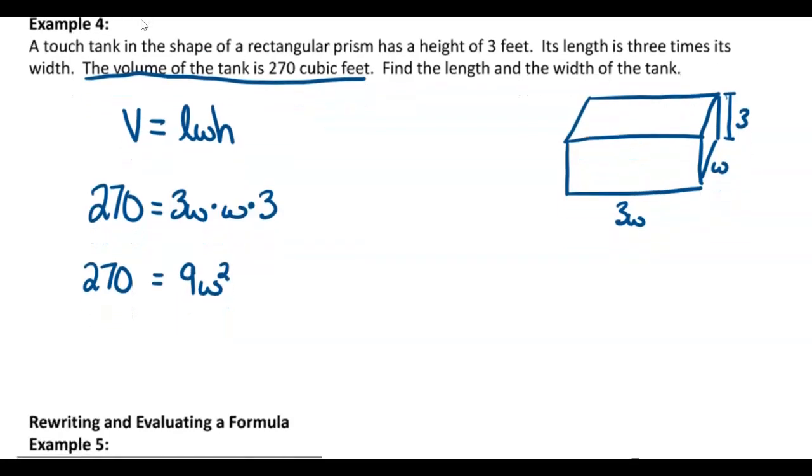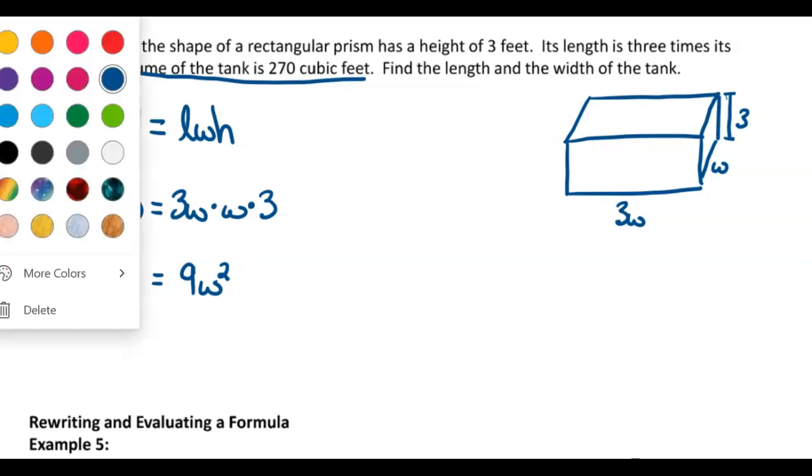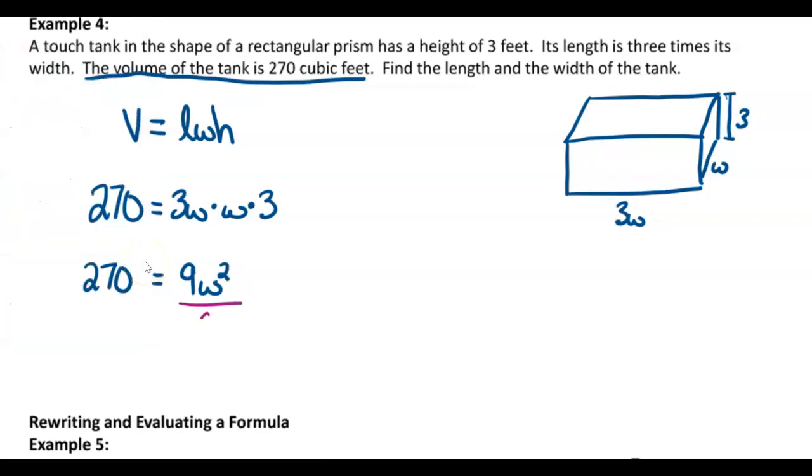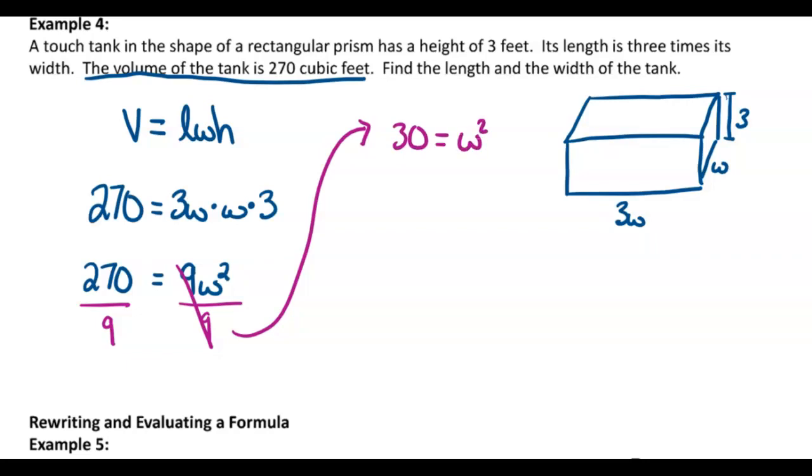It says find the length and the width of the tank. Remember we have to get that W squared by itself before we can square root. So the first thing we're going to do is divide by 9 on both sides. I'm going to come up here just for the sake of space because I was writing kind of large. So I get 30, because 270 divided by 9, equals W squared. Then to get W by itself, to get rid of the squared, you square root it. Remember that the inverse or the opposite of squared is square rooted. So you square root 30.